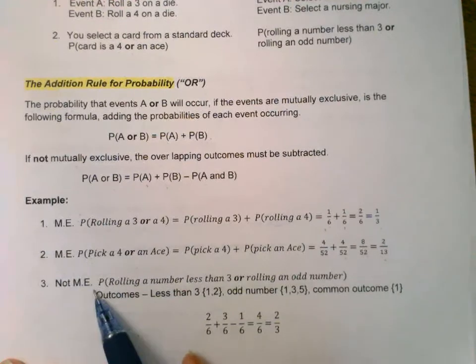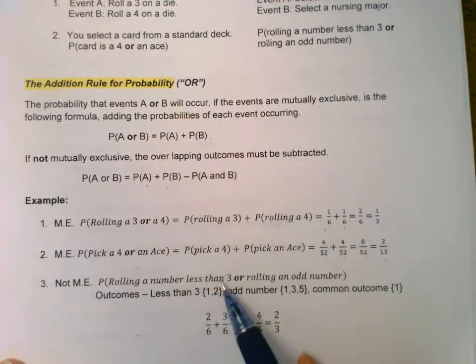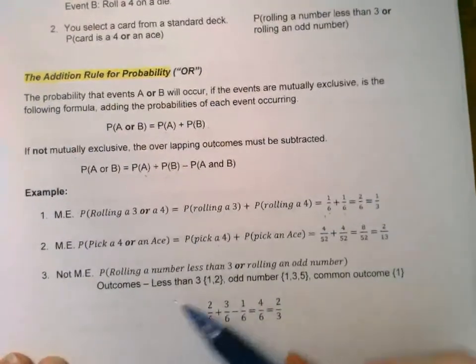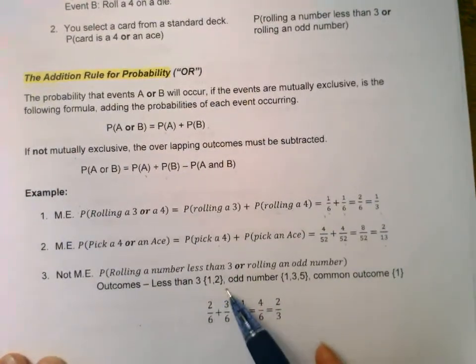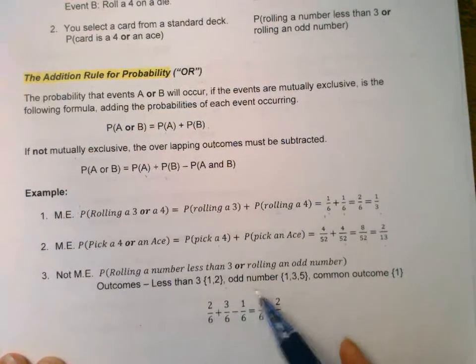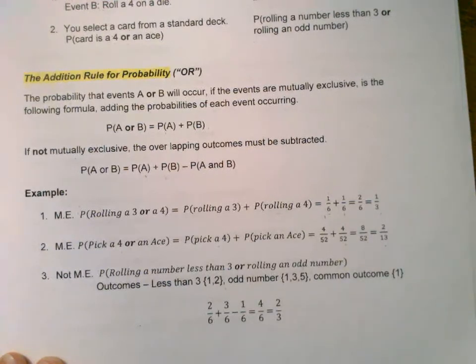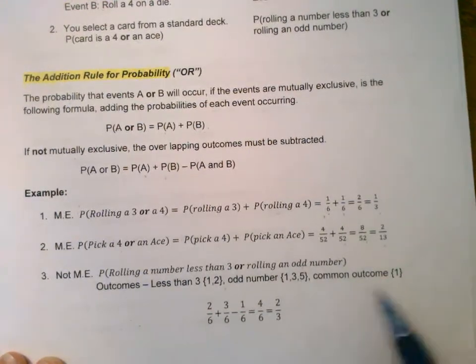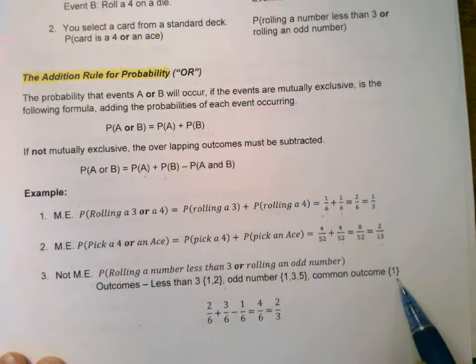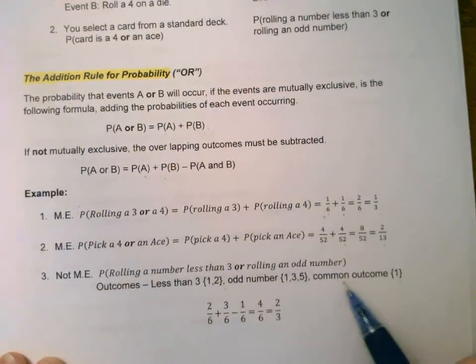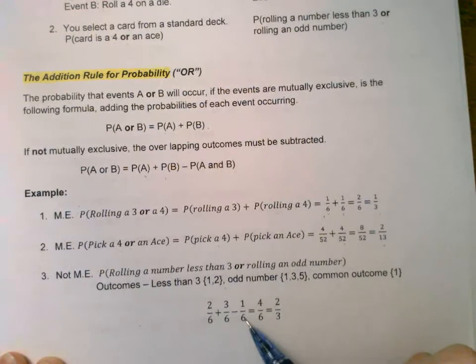But if they're not mutually exclusive, say rolling a number less than 3 or rolling an odd number, remember, less than 3 has the outcomes of 1 and 2. Rolling an odd number has the outcomes of 1, 3, and 5. So a common outcome would be rolling a 1. So there are 2 possibilities out of 6, plus 3 possibilities out of 6, minus the 1 overlap is going to give you 4 out of 6, or 2/3.